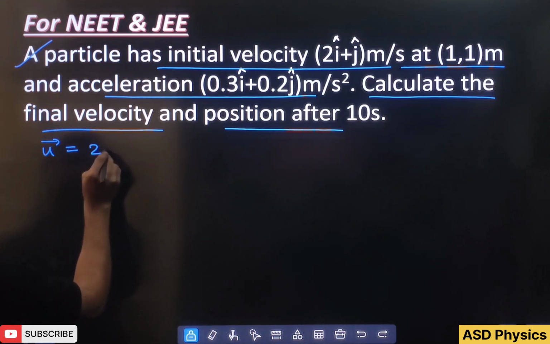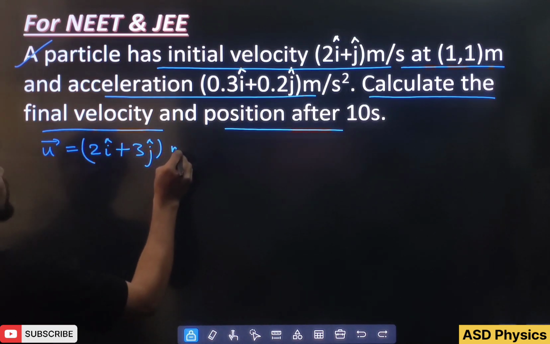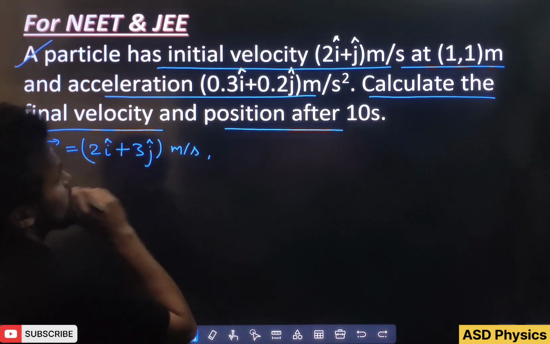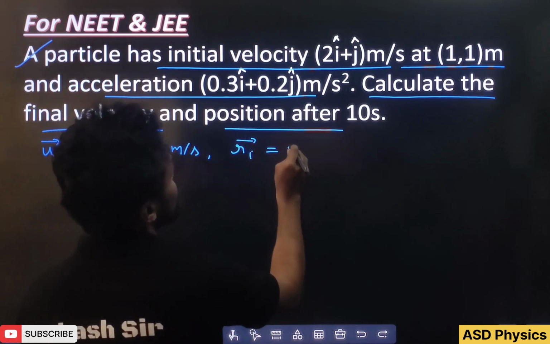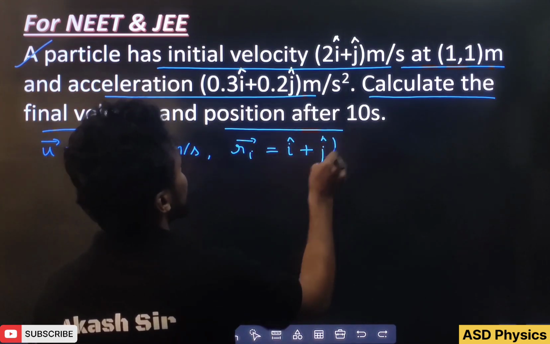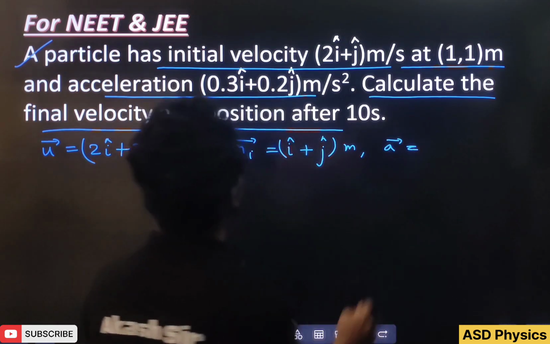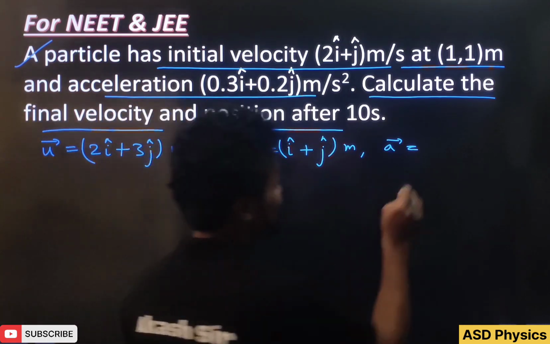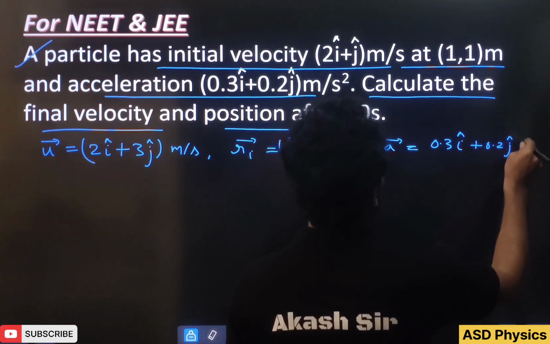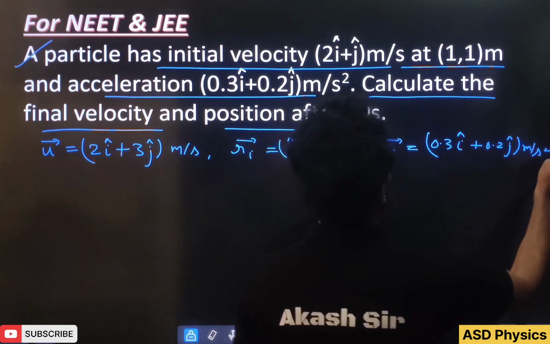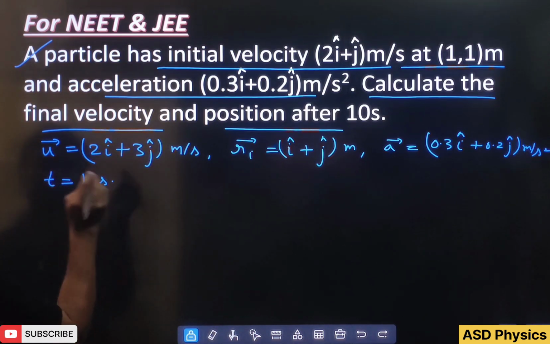Vector u, how much is given here, students? 2i cap plus 3j cap, with unit meter per second. Okay, and after that, the initial position vector, how much is given? 1,1. That means we can write i cap plus j cap meter. Acceleration how much is given? 0.3i cap plus 0.2j cap meter per second square. And at which time are they asking? They are asking at t equal to 10 seconds.